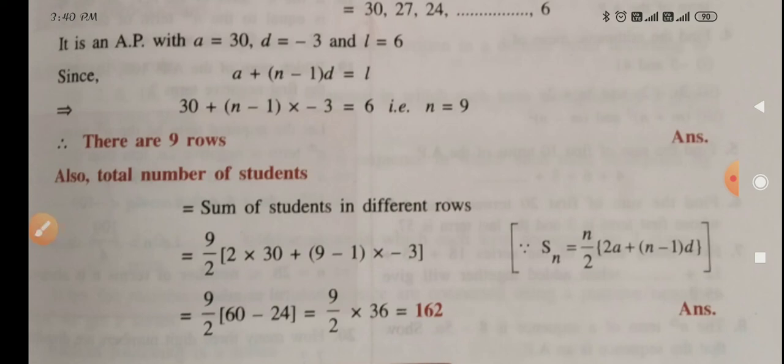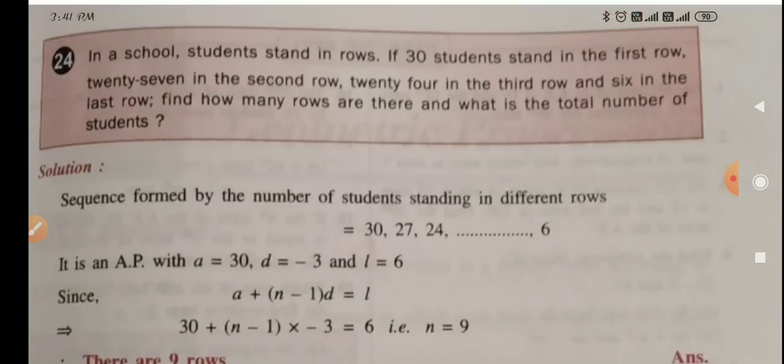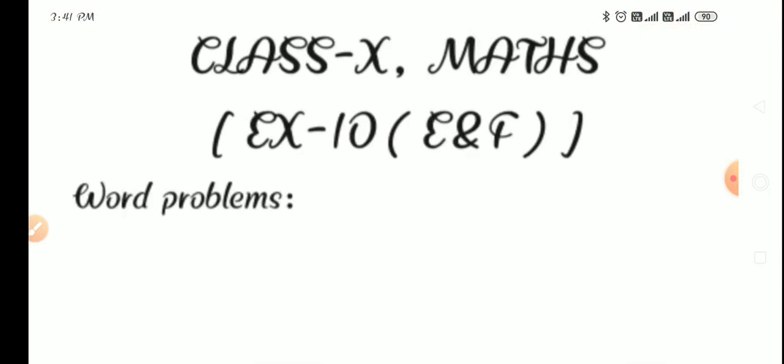And in exercise 10th F, as I told you at the start of the video, it is a mixture of questions from exercise 10th A to exercise 10th E. After watching this video, you can do all the questions of exercise 10th E. I hope you have understood these two problems, and if you have, then you will be able to solve all the questions of 10th E.